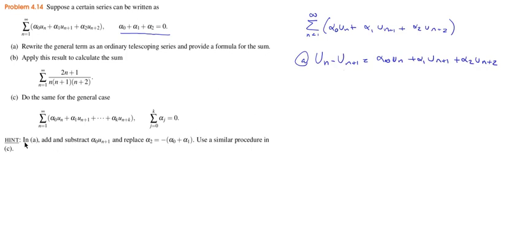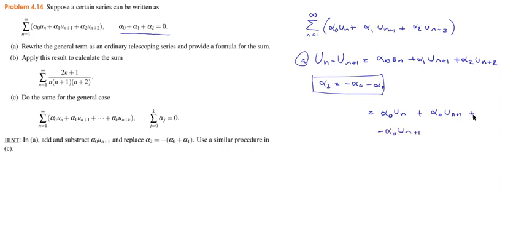And now we have a hint here. He says in A, add and subtract alpha sub 0 times u sub n plus 1 and replace alpha sub 2 equals minus alpha sub 0 minus alpha sub 1, right? This is what this condition entails. So now this is equal to, and then we're going to subtract and add, so this is u sub n plus alpha sub 0 u sub n plus 1, and then minus alpha sub 0 u sub n plus 1, and then we have plus alpha 1 u sub n plus 1, and then we have plus alpha 2 u sub n plus 2, but this is minus alpha sub 0 u sub n plus 2 minus alpha sub 1 u sub n plus 2.